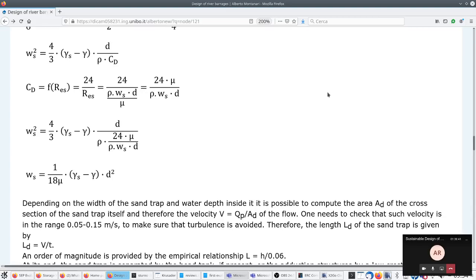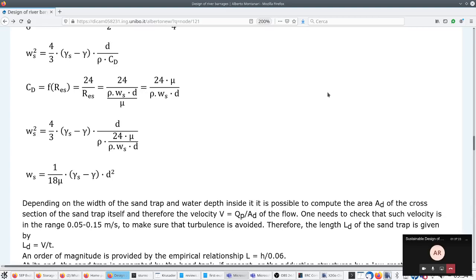Okay, so once that you know the velocity of sedimentation, then let's suppose that you know, because you fixed it, the depth of the sand trap. Usually the depth of the sand trap is quite limited because you don't want to create risk for people, and also you keep the depth limited because you want to minimize the time that is needed for the particle to settle down. And a typical depth is half a meter, 50 centimeters. Usually people don't design deeper sand traps because, as I said, it's not convenient.